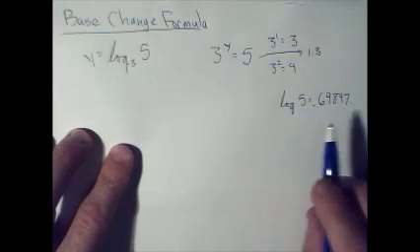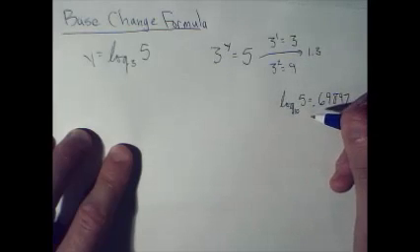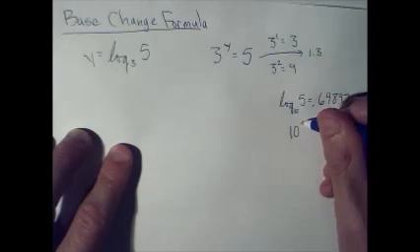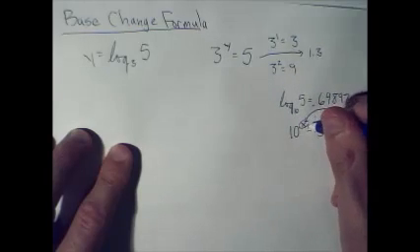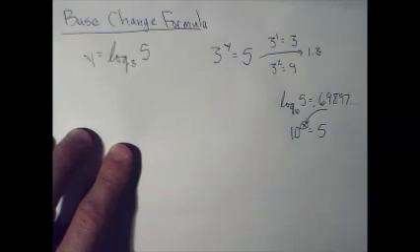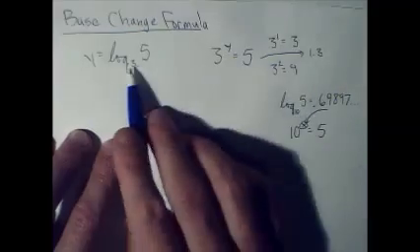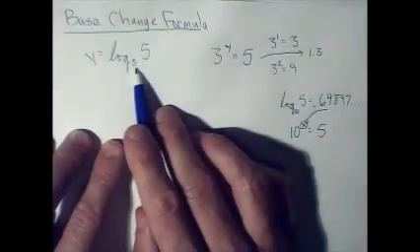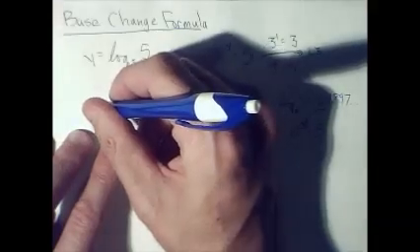Reason being, when you punch log 5, that's assuming you're saying log base 10. What you're saying is 10 to what power gives you 5. And that's the number. If you plug in your calculator 10 to the power of 0.69897, within rounding, that's going to give you 5. We're looking for a base of 3. Some calculators can do it. Most will not, even those big fancy graphing calculators.